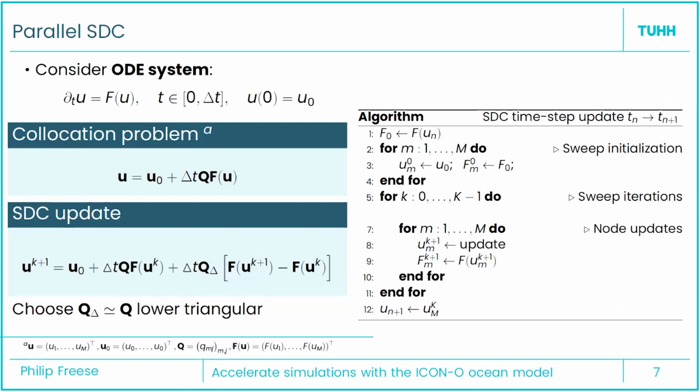Then in 2018, Robert Speck from Jülich, I think, was the first to write this down and had the idea to replace Q delta, the lower triangular matrix, with a diagonal one. The diagonal matrix then enables parallelism within one sweep. This is somehow what we did: we used OpenMP to speed up our time integration scheme.